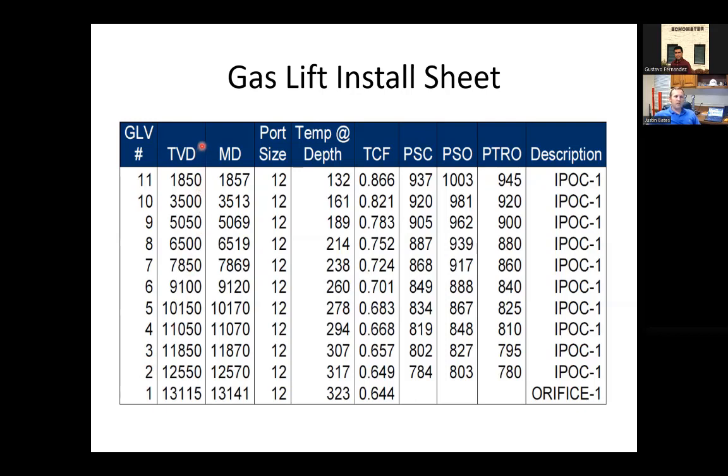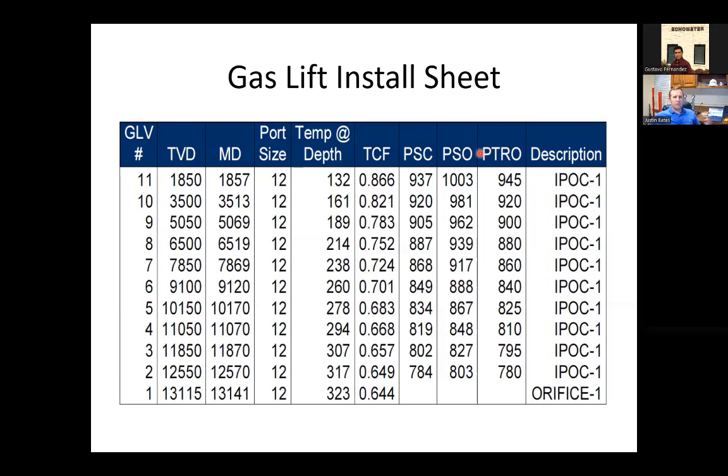Now, you commonly see your true vertical depth, your measured depth, as well as the port size associated with that particular gas lift valve. One of the things that I want to talk about here is that you can see that our unloading valves, as well as some of our operating valves, are all 12 port size. And they all have the PSC, which is the pressure surface close, which is the pressure you expect to see at surface at which that valve would close. And then the PSO, the pressure surface open, the pressure at which that valve would open.